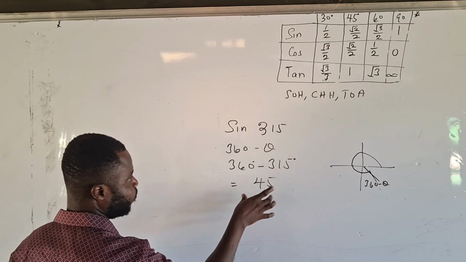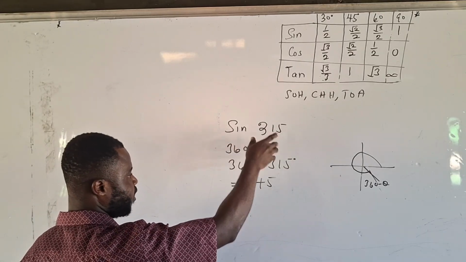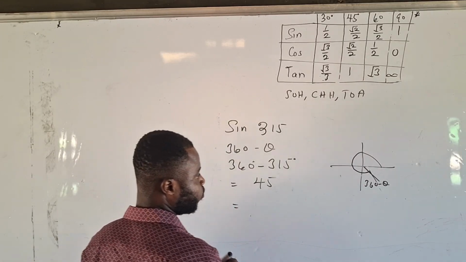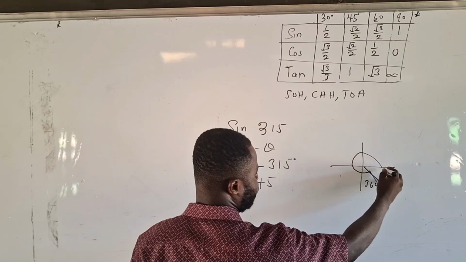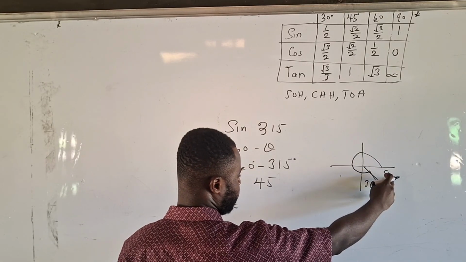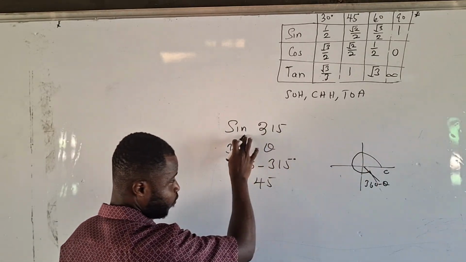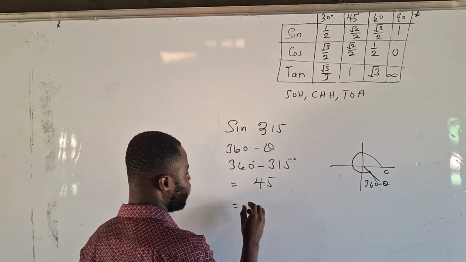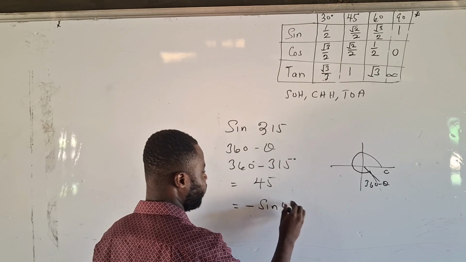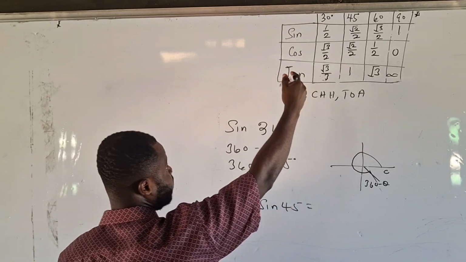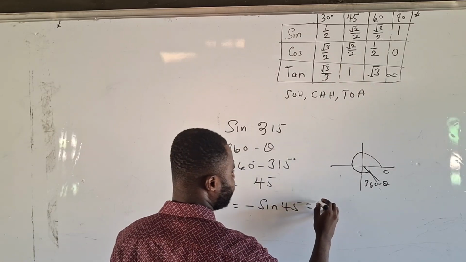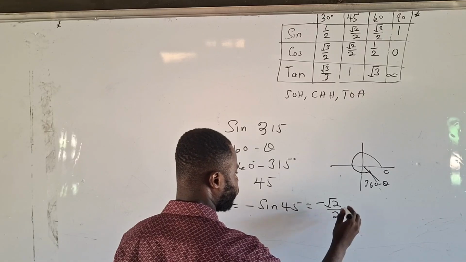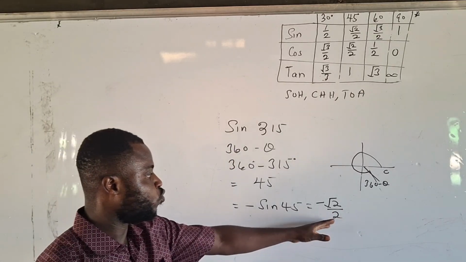Now we've gotten 45, and they say we should find sine 315, for which we have used this one to get the 45. Now for 45, here only cos is positive, and now we are looking for sine, so it will be negative here. So it is negative sine 45, for which sine 45 we know the answer is going to give us negative root 2 over 2.